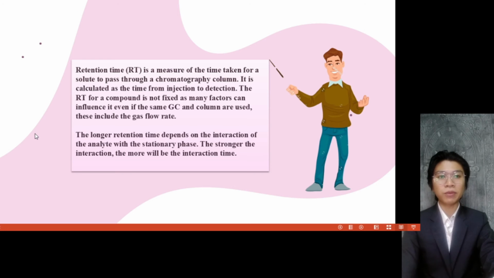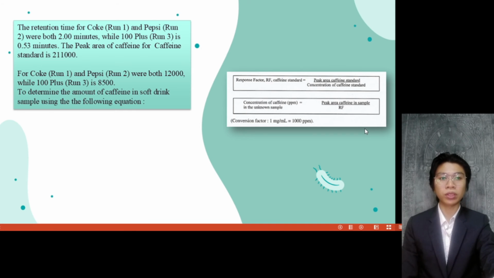The retention time for a compound is not fixed, as many factors can influence it, even if the same GC and column are used. This includes the gas flow rate. Longer retention times depend on the interaction of the analytes with the stationary phase. The stronger the interaction, the longer the interaction time. Now, the retention time for Coke and Pepsi were both 2 minutes, while 100 Plus is 0.53 minutes.